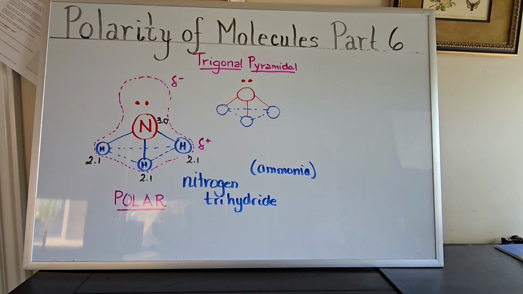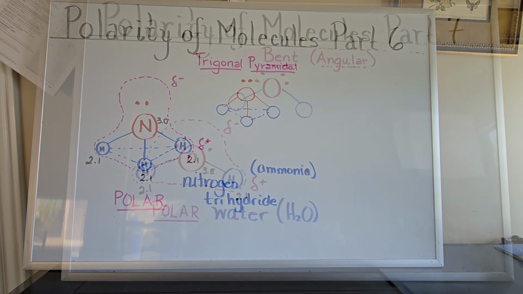So this molecule is polar, and what we find that at least in our class and in most cases, all trigonal pyramidal molecules will be polar because of the lone electron pair. And we'll see that that will play into another geometry in just a minute.